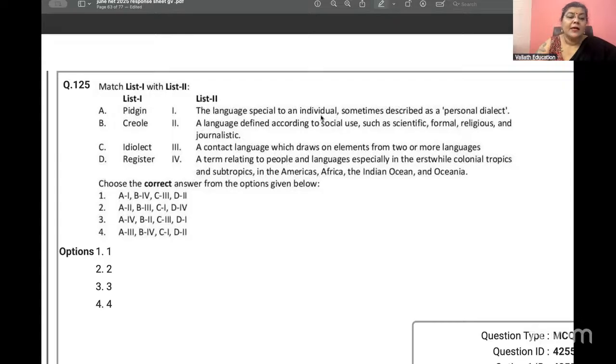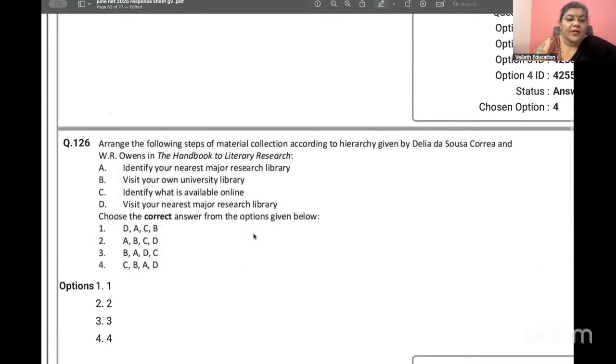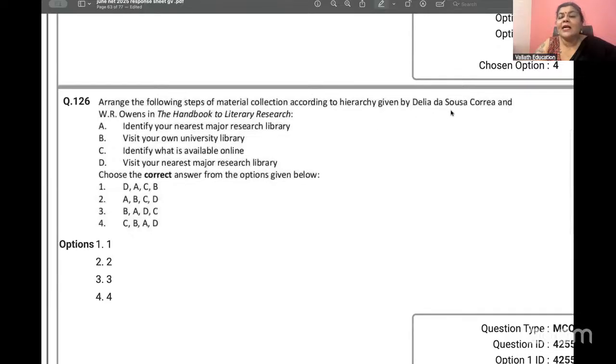Then, next one. Delia D'Souza Correa and W.R. Owens wrote something. You don't have to know them because look at this. I think this has been contested. I think what the answer they have given is wrong. With your general knowledge and common sense, what is the answer? First and foremost, what will you do? Visit your own, first what is available online is what you will do. Then visit your own university library. Then identify nearest major research library. Then visit it. Isn't that what you will do?